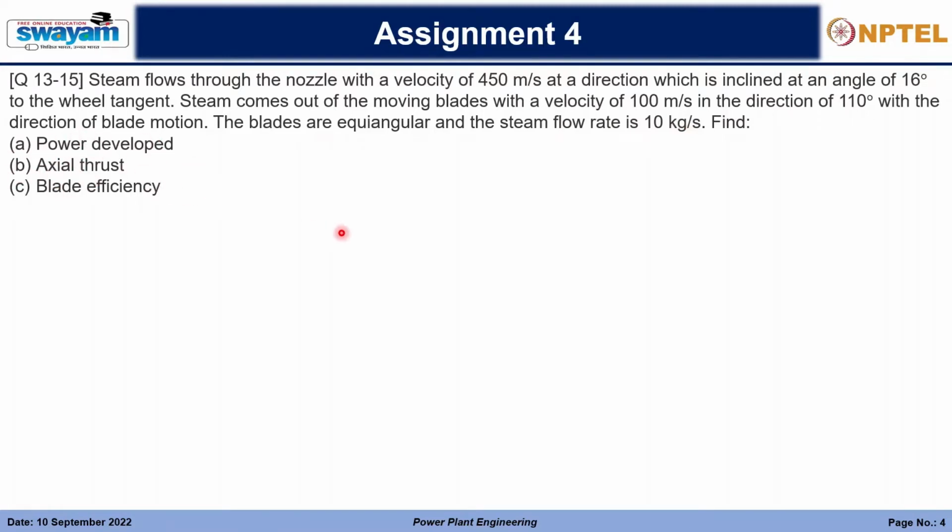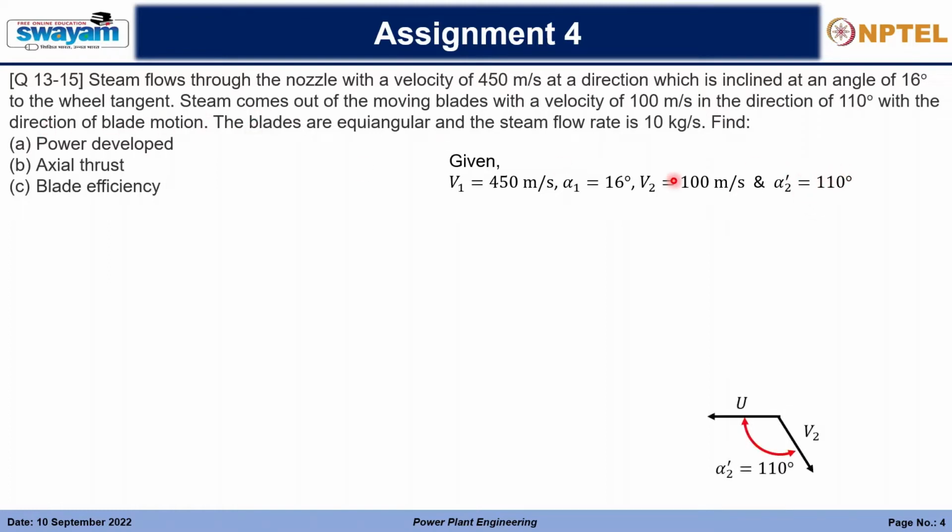So the main thing here is how to get our velocity diagram. If we can get the velocity diagram, we can calculate everything. And here we cannot use simple angle formulas to calculate this velocity diagram. We need to actually draw it and get the velocity diagram. So first we are given that the velocity at inlet is 450 meter per second. The inclination angle of this inlet velocity is 16 degree. Then the outlet absolute velocity is 100 meter per second, and the angle at which it leaves with respect to the blade motion is 110 degree.